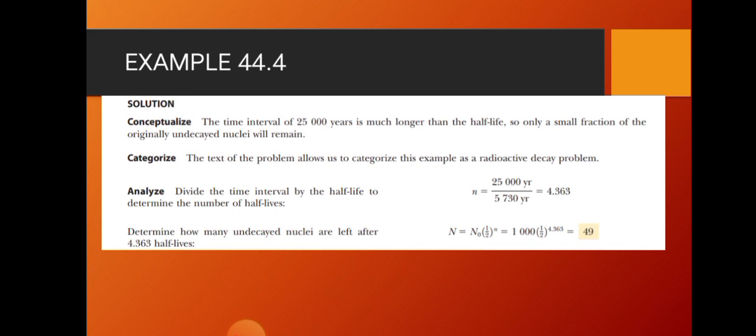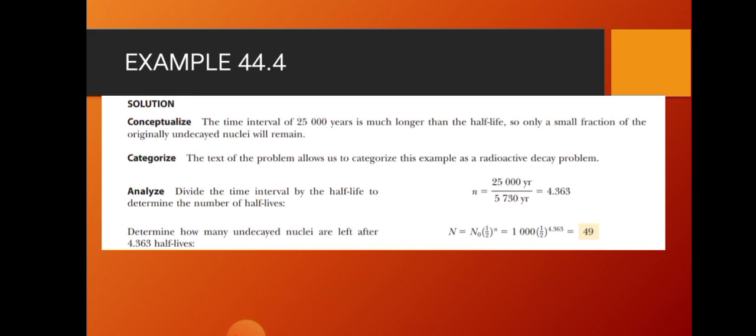And then we analyze. We have to divide the time interval by the half-life to determine the number of half-lives, which will be 25,000 years divided by 5,730 years, and this will give us 4.363. And that will be our n.